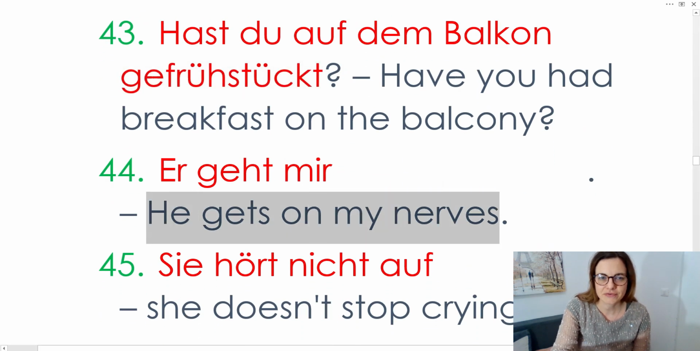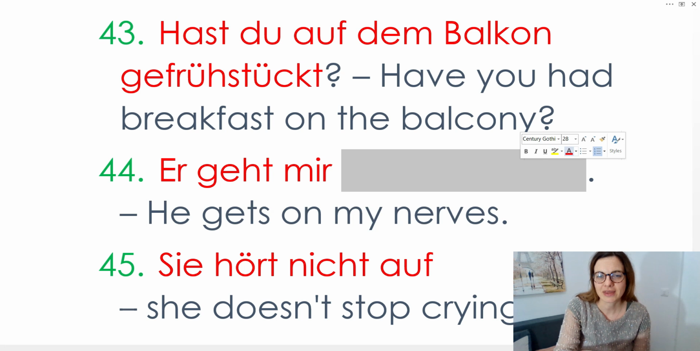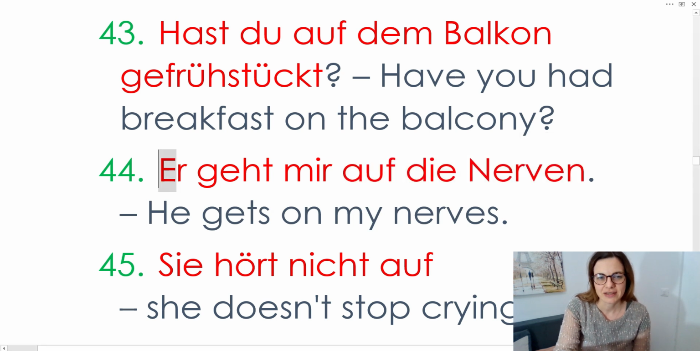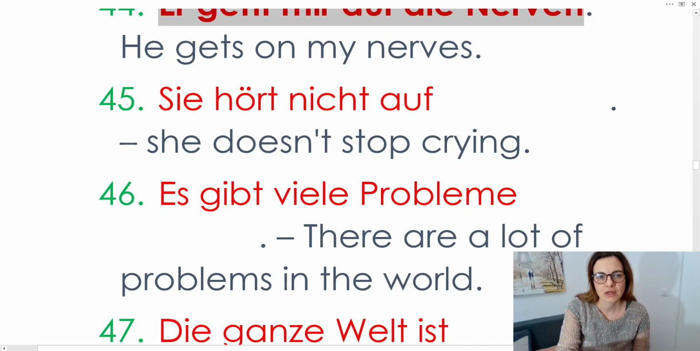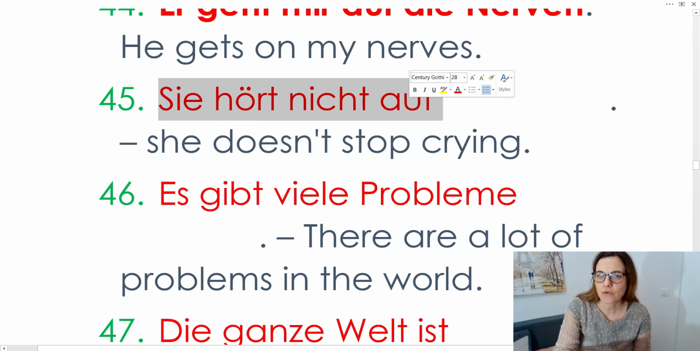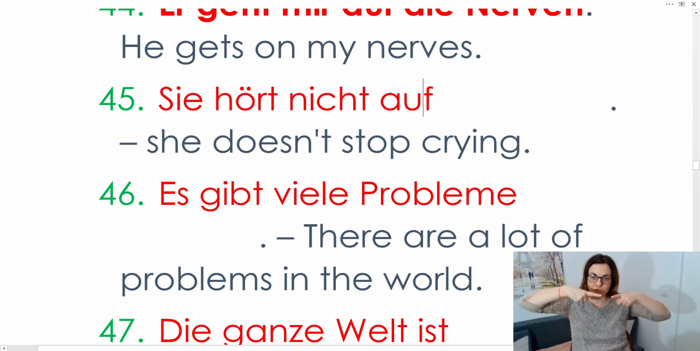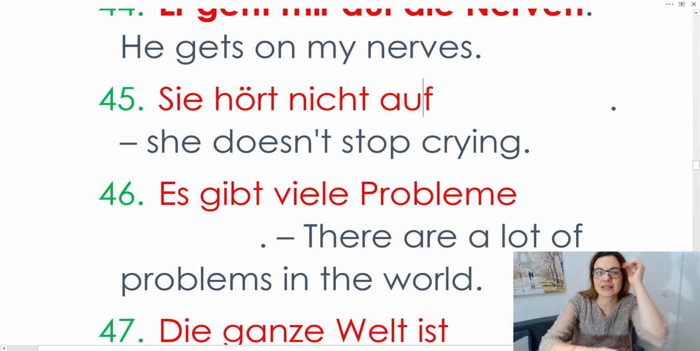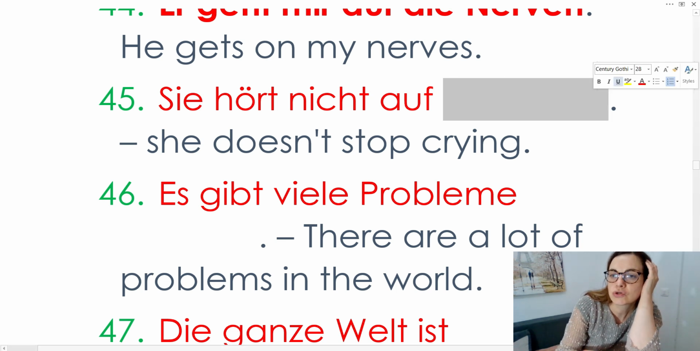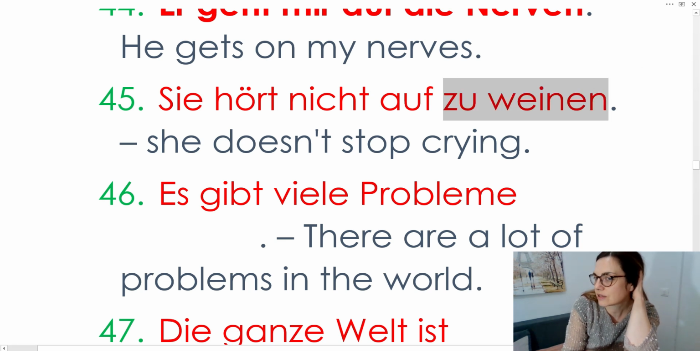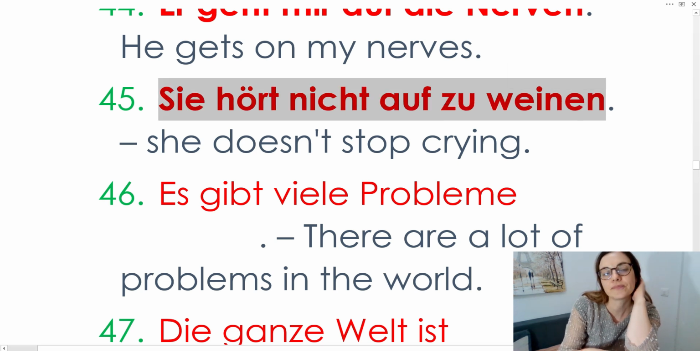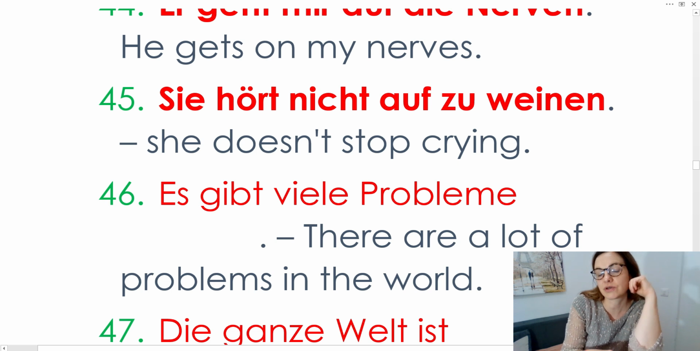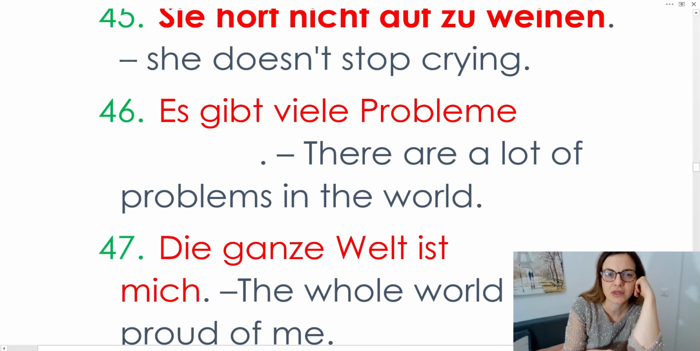He gets on my nerves. Er geht mir auf die Nerven. She doesn't stop crying. Sie hört nicht auf, aufhören, to stop. Sie hört nicht auf, zu weinen. Cry is weinen. Sie hört nie auf zu weinen. Oder sie hört nicht auf zu weinen.